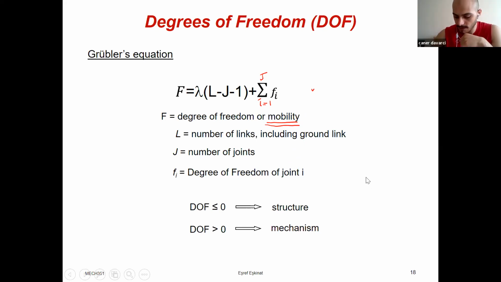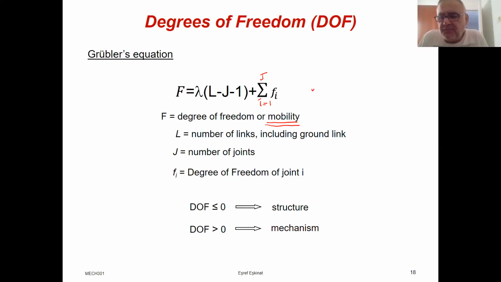Hocam, is it possible to find the degree of freedom of the one we found with this equation? Could you please solve it with this equation? Is it possible to find what? The degree of freedom of what we have found in just a moment.